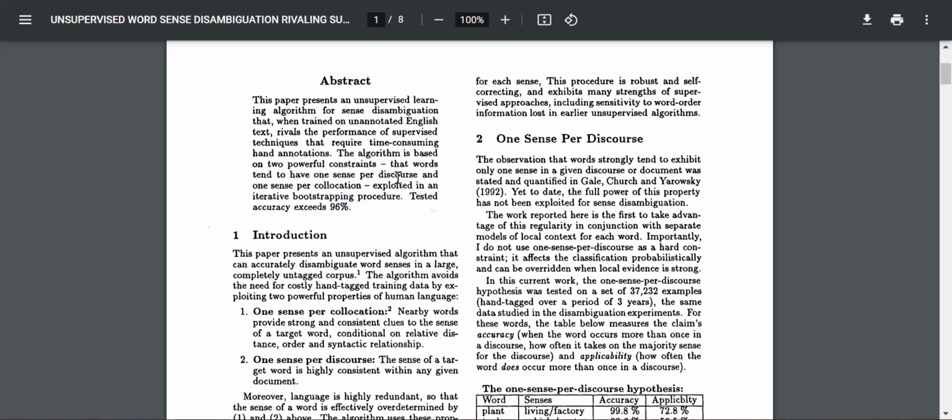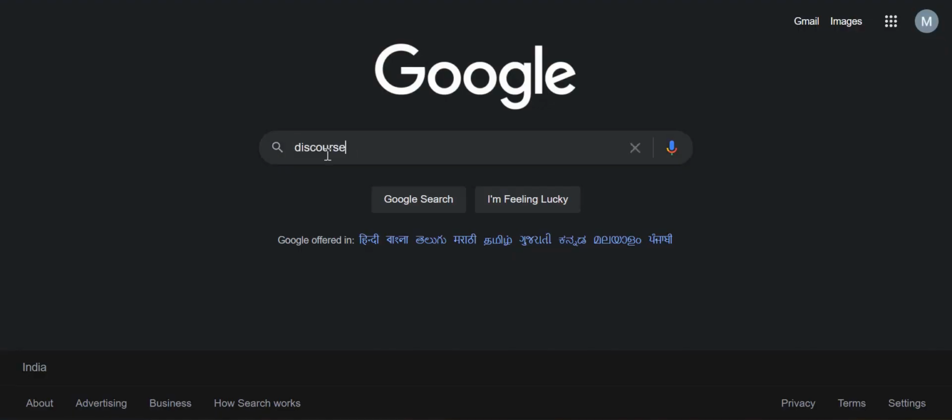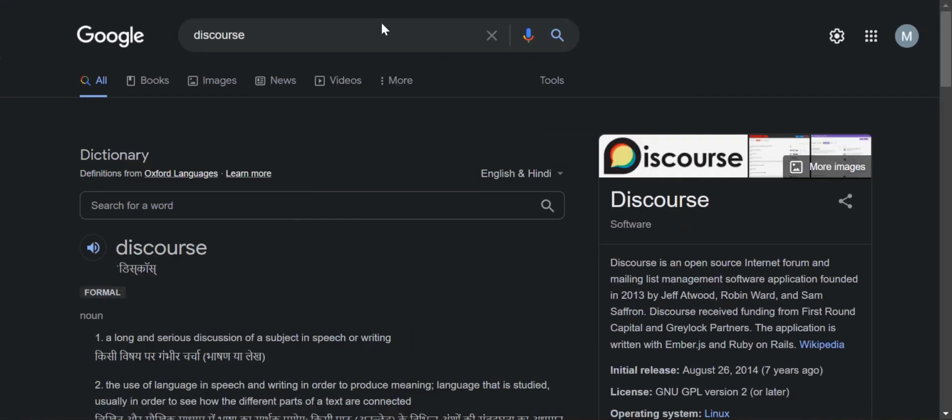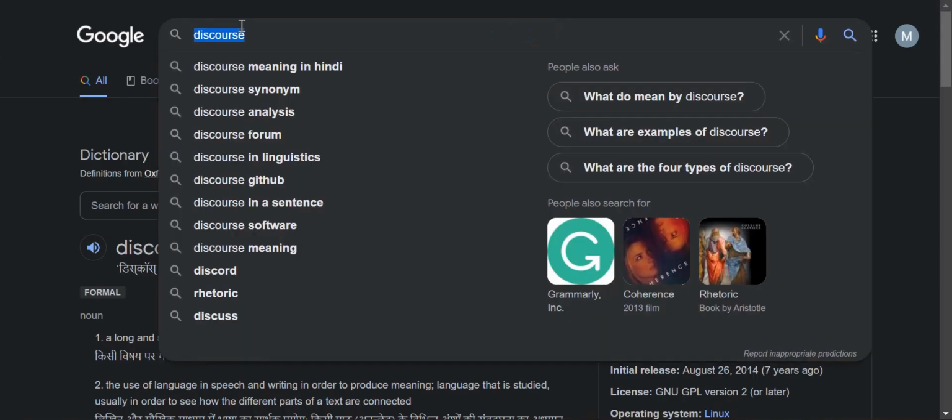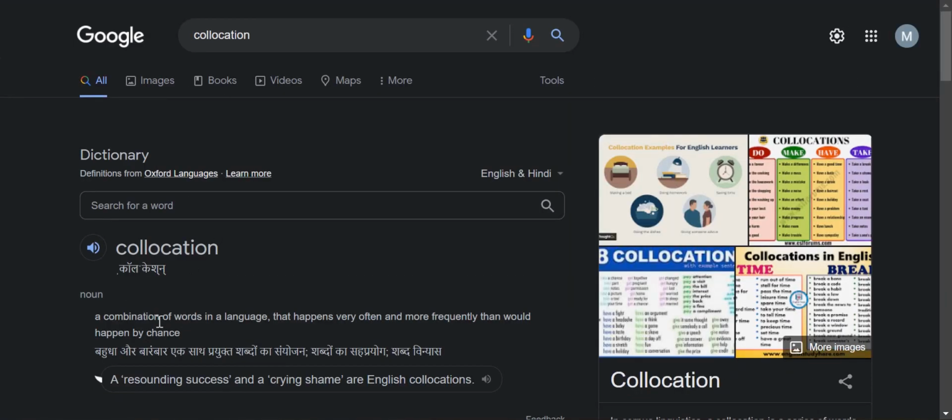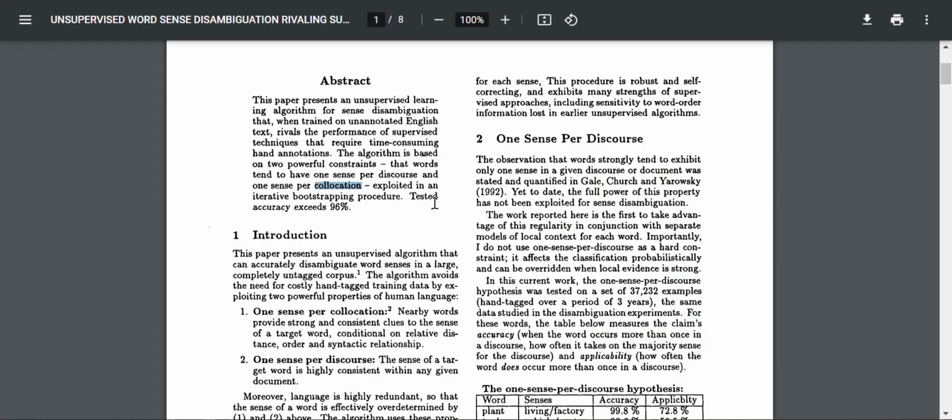So before starting, let's just be clear about what these words mean. So a discourse is basically a discussion or a conversation. But what about a collocation? So collocation: a combination of words in a language that happen very often and more frequently than would happen by chance. So basically, some words occur together very often, and we all see these examples around us. So, hello there, hello there. You might see these two words at the start of many YouTube videos or at the start of many messages. So this is something of that sort.